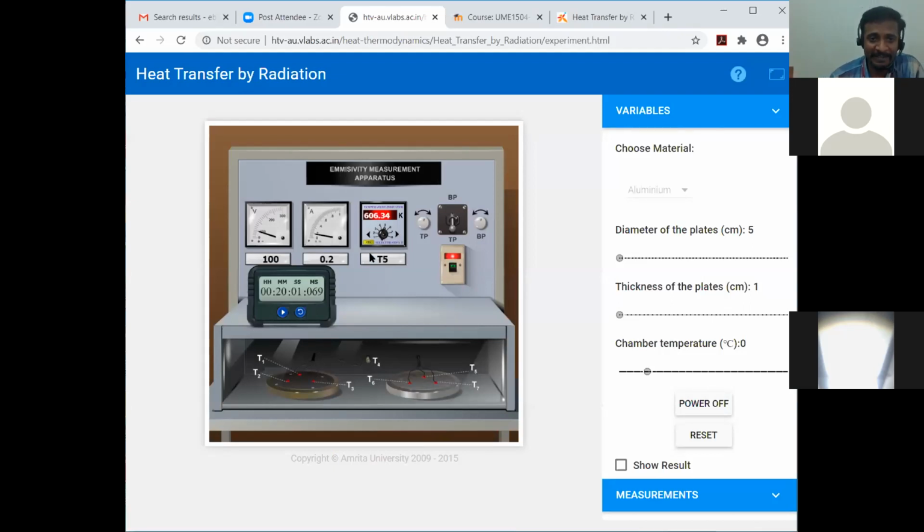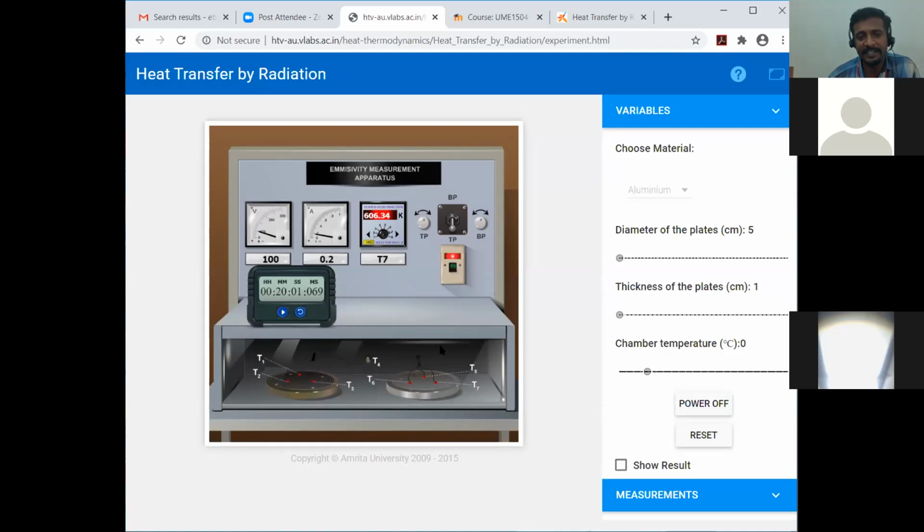Now we have T5, that is the temperature of the test plate. T5, T6, T7, all three are temperatures of the test plate. They will be constant. They will vary only when the material is still under heating condition. When it keeps on, it doesn't reach the steady state. It's just adding heat to the plate.